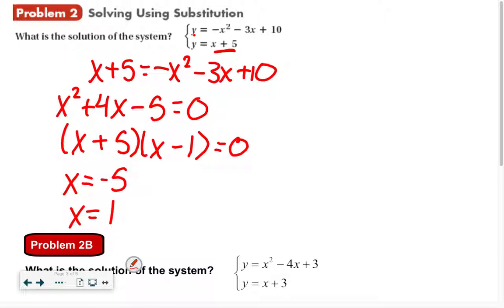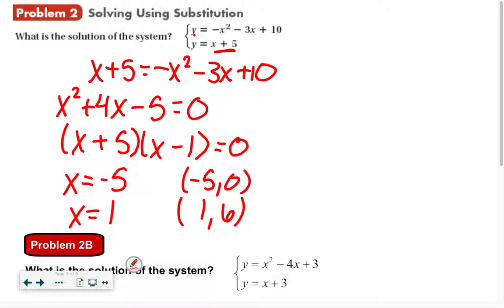I just have the x values, right? I need the y's. You want to plug it into the top equation or the bottom? Good choice. If I plug negative 5 in here, what do I get out? 0. So I have the point (-5, 0). If I plug 1 in, what do I get out? 6. So I have (1, 6). Those are my two solutions.